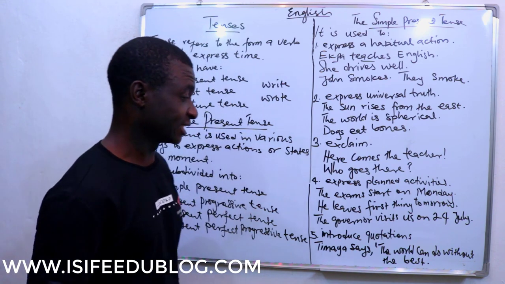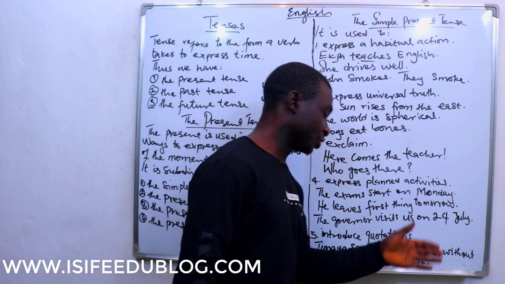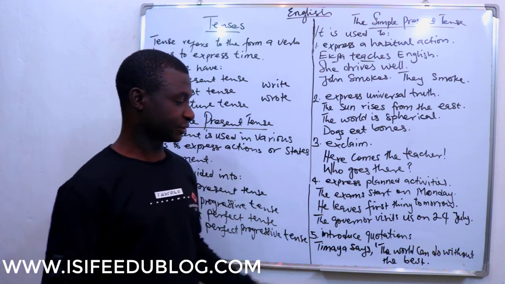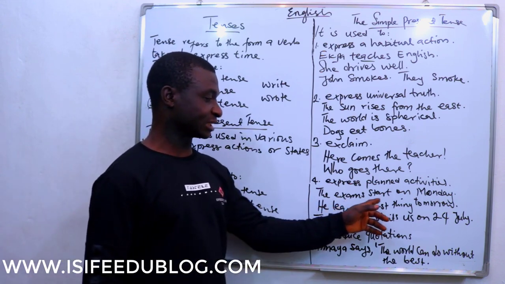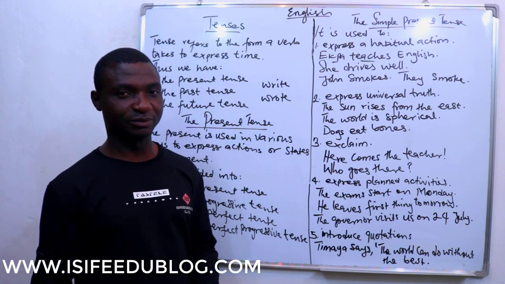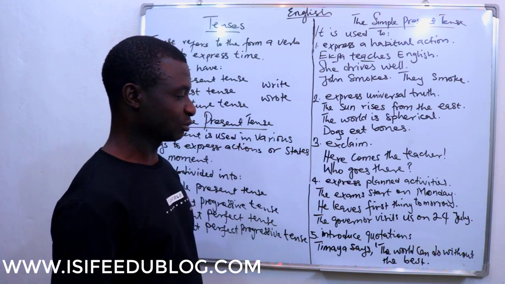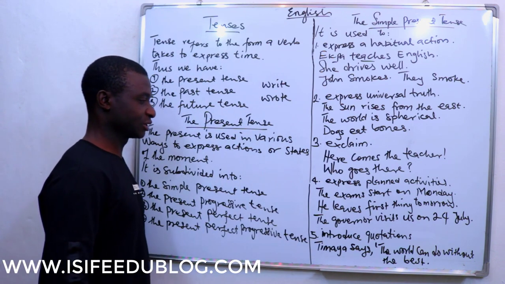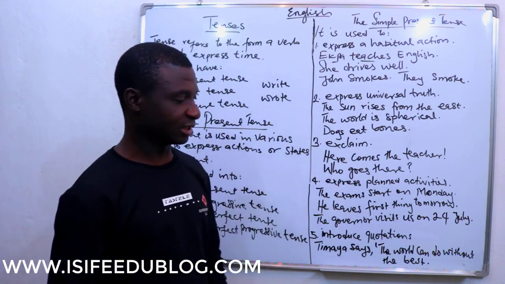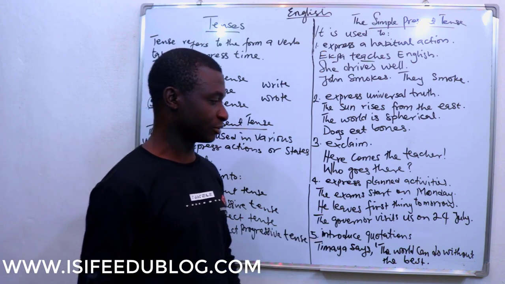Yes, this is the issue now. We are looking at the future now using the simple present tense. So how do we go about this? The exams start on Monday. So that's one way. Yes, Monday is still ahead of us. Monday hasn't come, but somebody is already saying that the exam, having been planned to take off on Monday. This is correct.